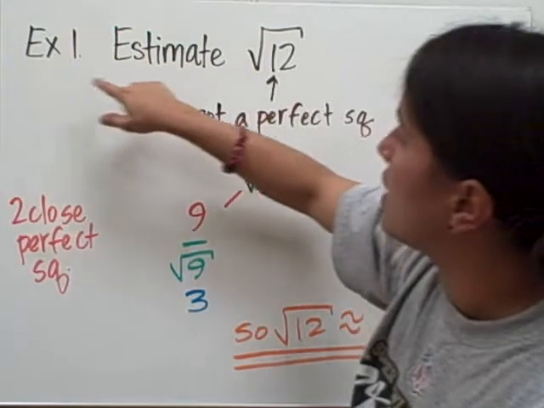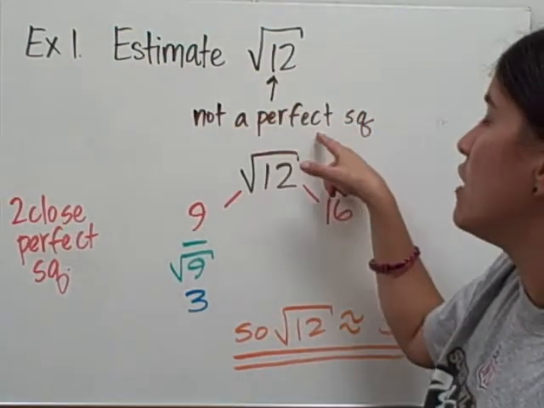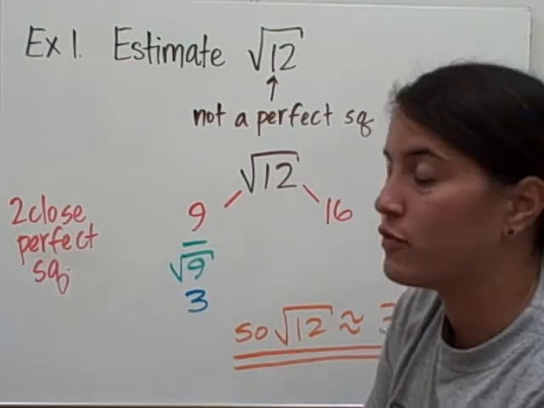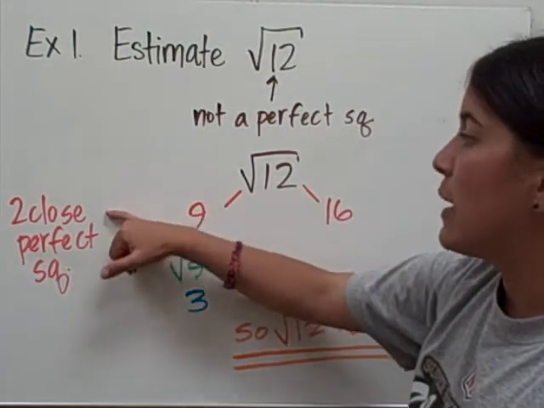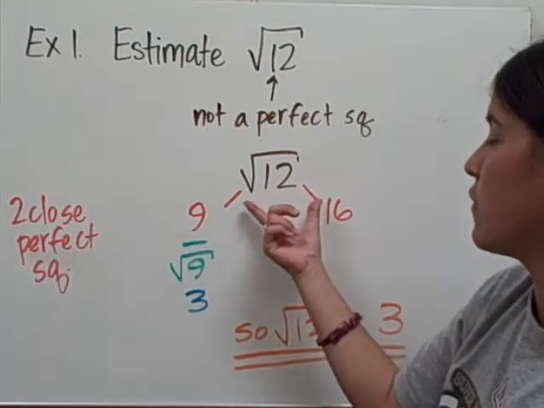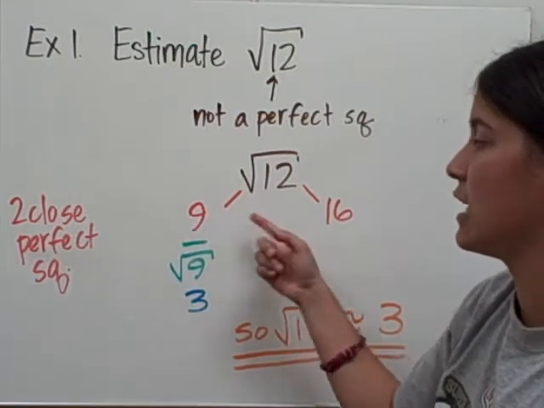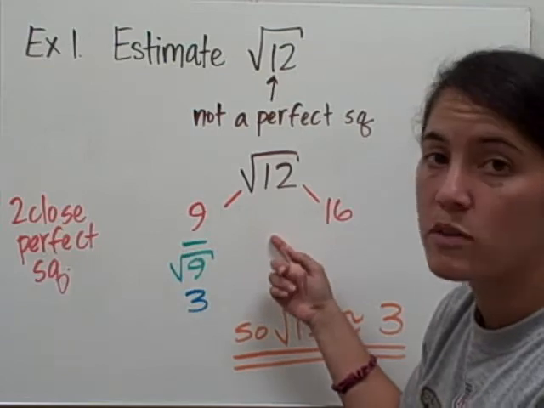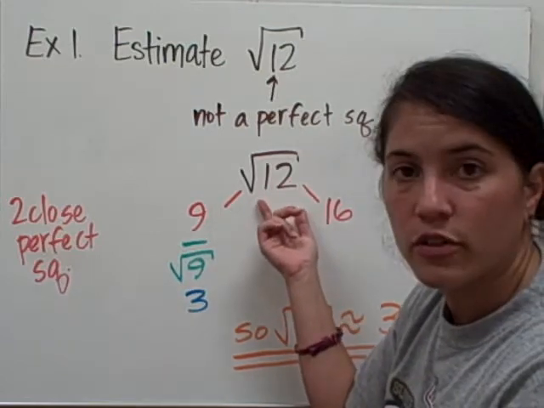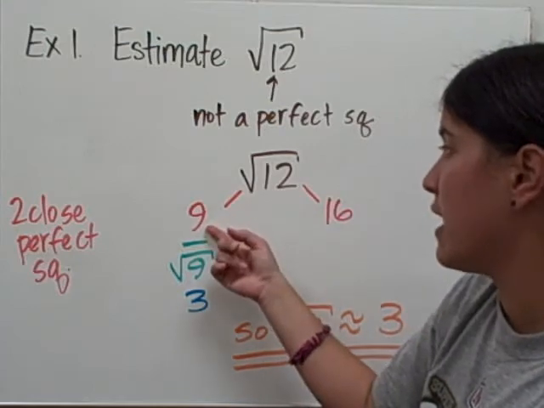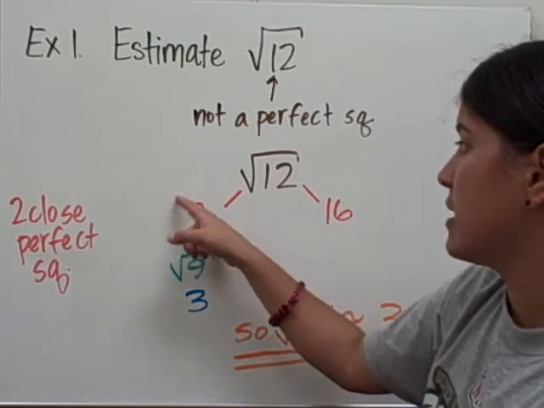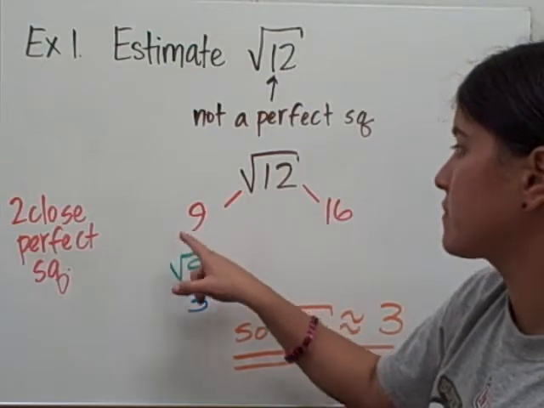All right, example 1, estimate the square root of 12. So 12 is not a perfect square. It is not on that list of 1 through 15. So you have to pick the two closest perfect squares. The two closest perfect squares to 12 are 9 and 16. 12 is in the middle. So which one is 12 closer to? 12 is 3 away from 9, and it's 4 away from 16, so that means it's closer to 9.